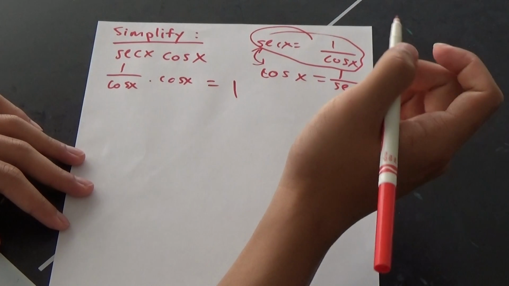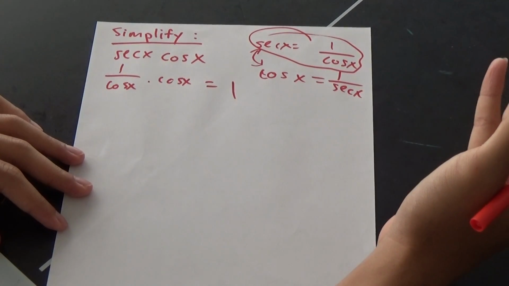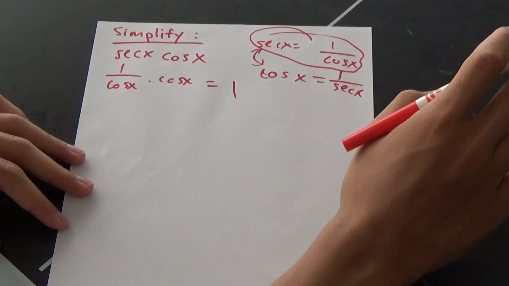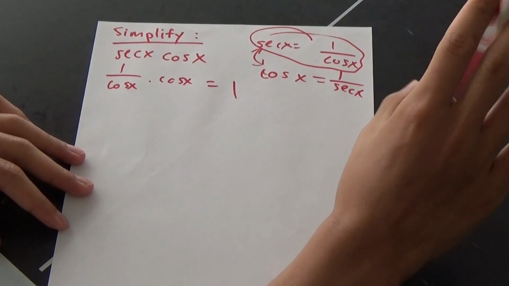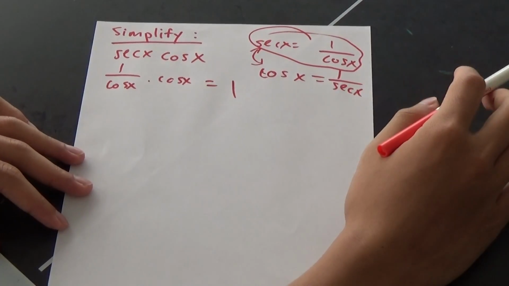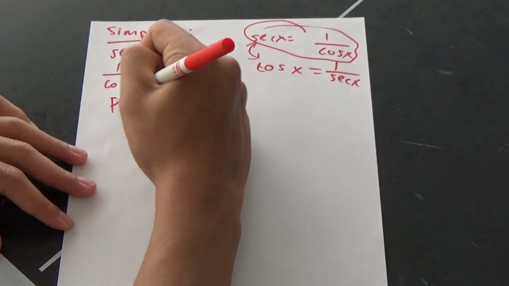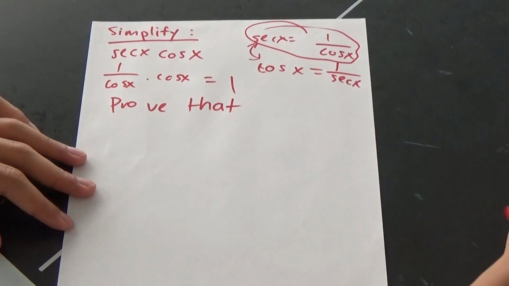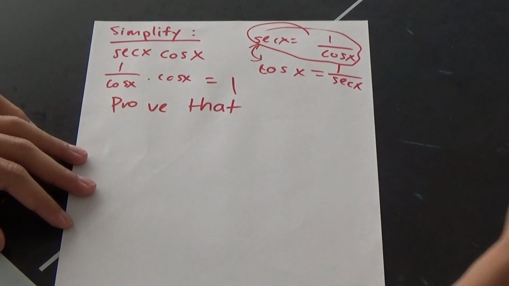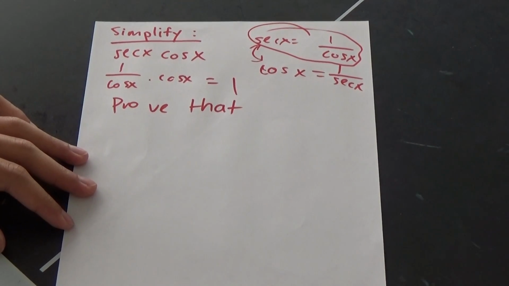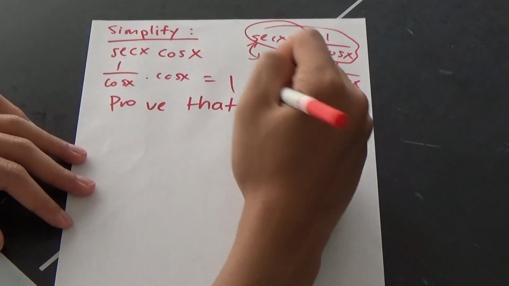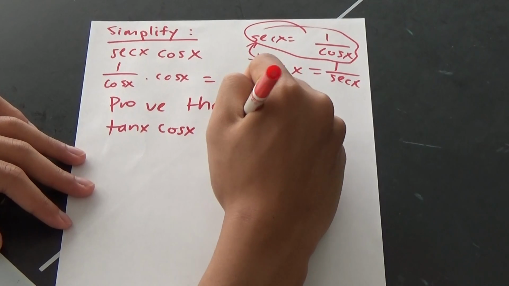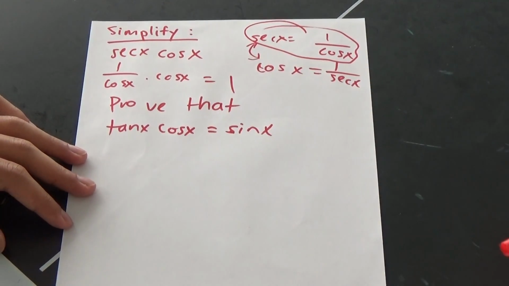Next, we have some proofs. And don't get scared when I say that word, because these aren't like the proofs that you did in geometry. You don't have to make those crazy t-tables and that kind of thing. But instead, you're going to be proving that one side of the equation equals the other. So for example, we're going to prove that tan x cosine x equals sine x. Alright?